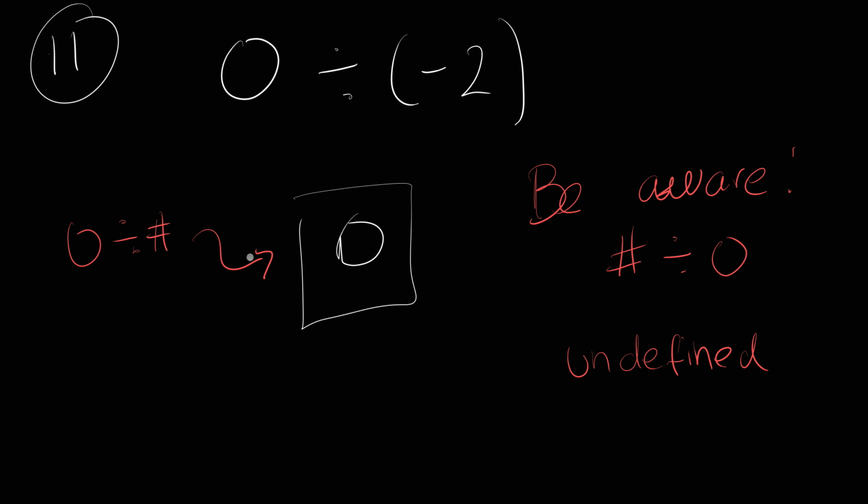We cannot divide by 0. If you divide by 0, then it should be undefined. But if you have 0 divided by negative 2, then that's just going to be 0. Okay? Be careful with that one.